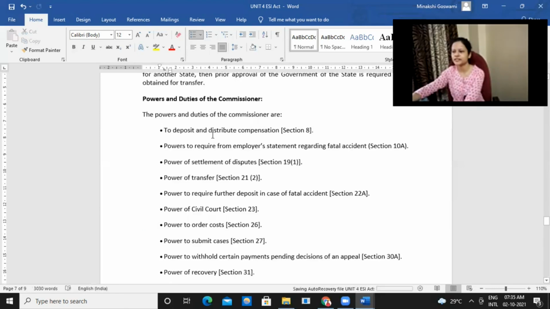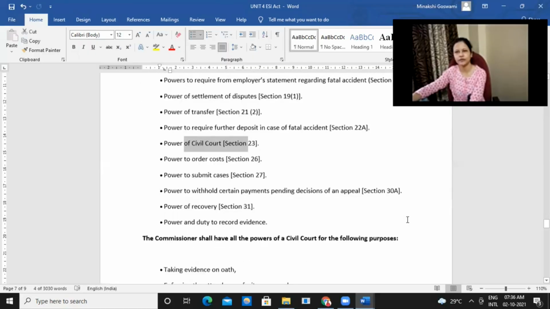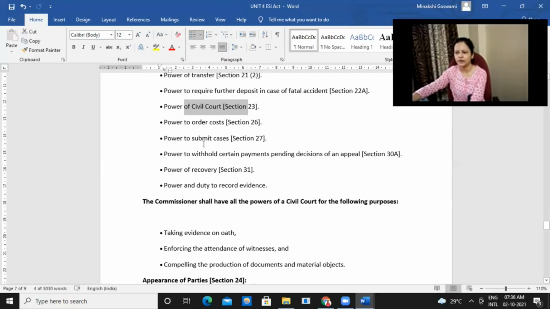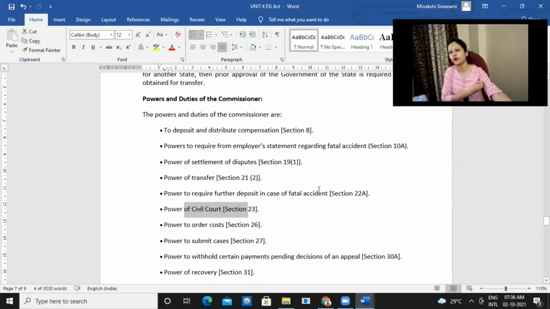So powers and duties like to deposit and distribute compensation, power to require employer statement regarding fatal accident, statement of dispute, power of transfer, power to require further deposit in case of fatal accident, powers of civil court they would be having. They can order costs, submit cases, withhold certain payment pending decision of an appeal, power of recovery, power and duty to record evidence. They are being given a lot of different powers.